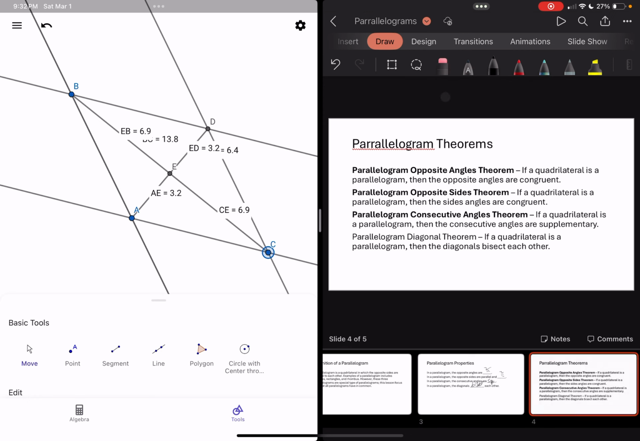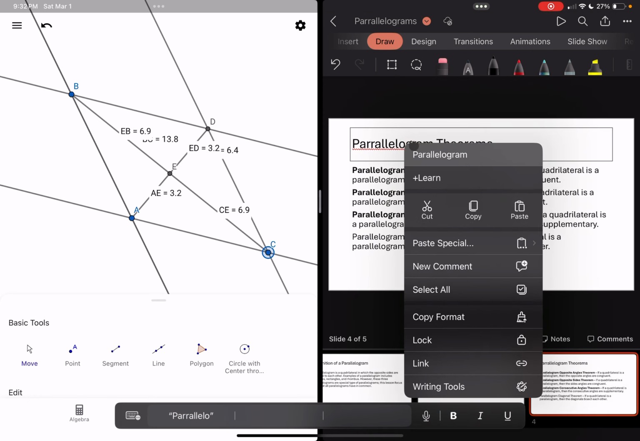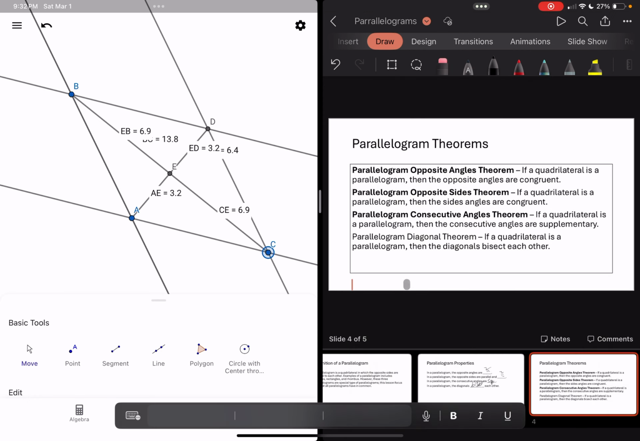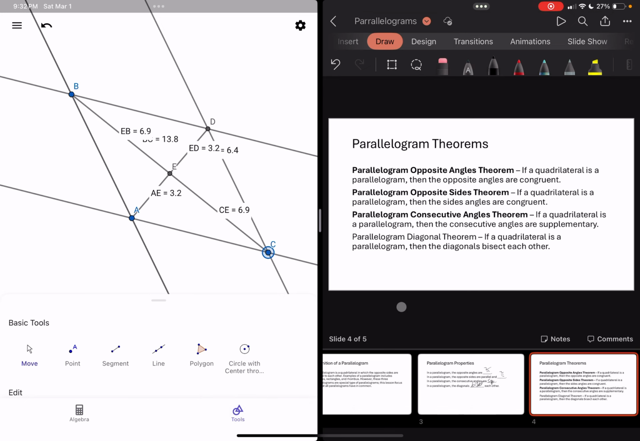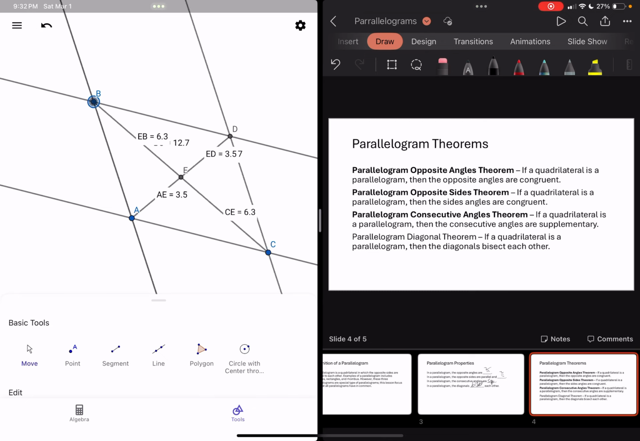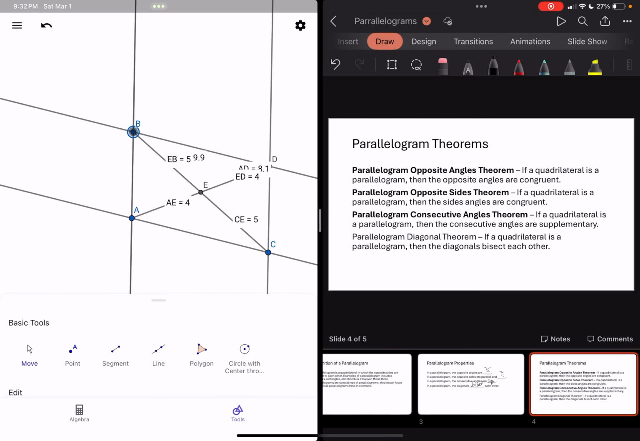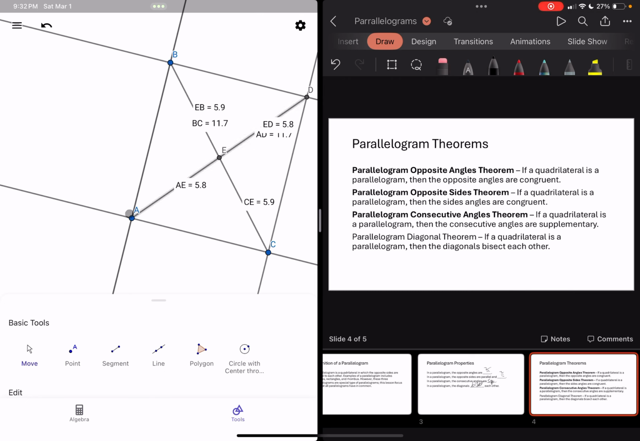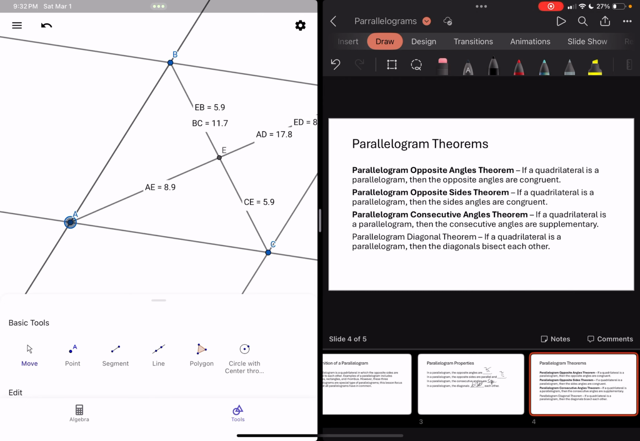So here are our new parallelogram theorems. And we just saw using GeoGebra that these theorems are true. The parallelogram opposite angles theorem states, if a quadrilateral is a parallelogram, then the opposite angles are congruent. No matter what the parallelogram is, it can be a special parallelogram, it can be the weirdest parallelogram, the opposite angles will always be congruent. And the same holds for the opposite sides.